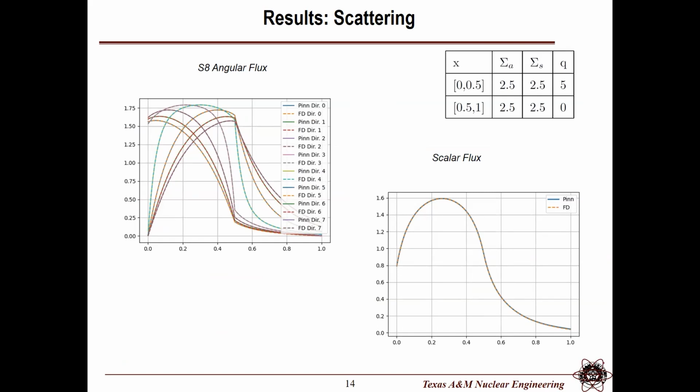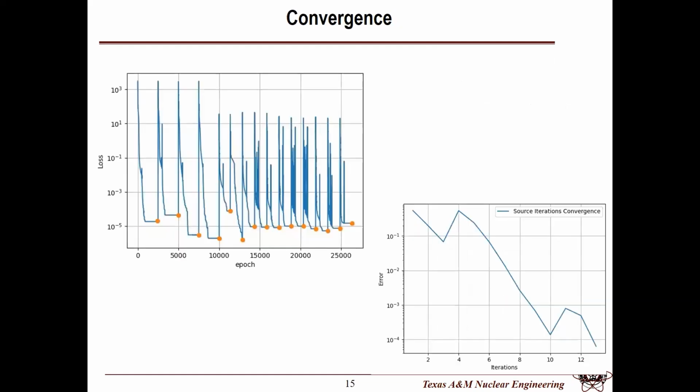So we're getting really good results here. And then if we look at how the convergence goes, on the left, there's a plot of a single one of our PINNs. So for one of our 8 directions in this case. And the orange dot represents the end of a source iteration cycle.